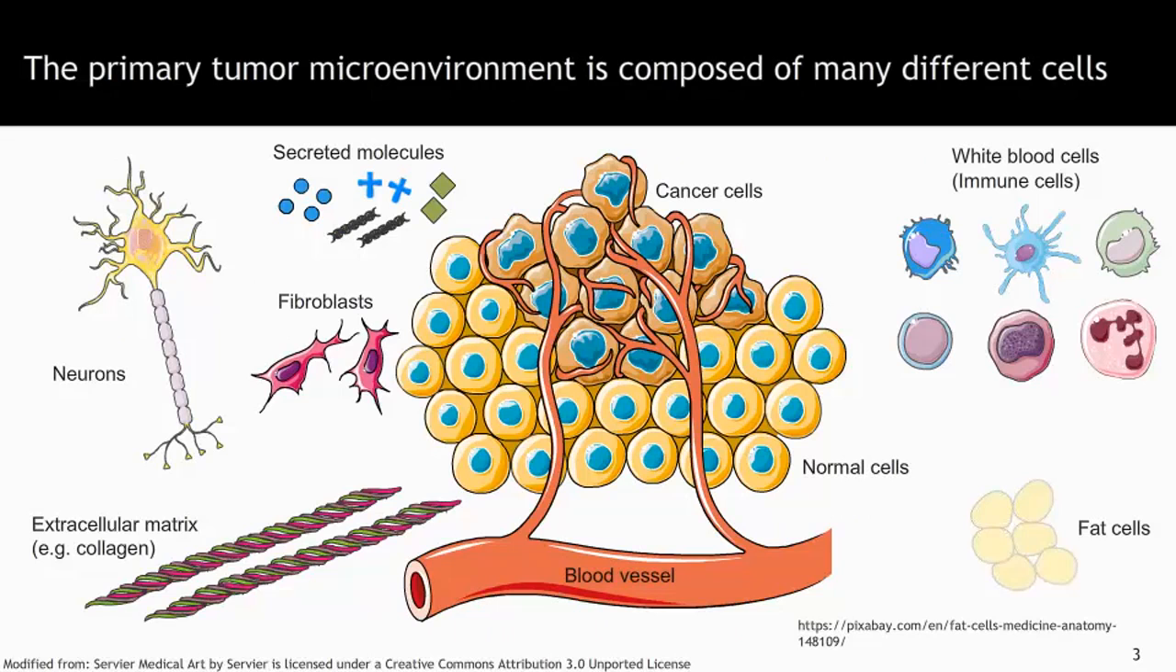On this slide, you see secreted molecules, fibroblasts, neurons, the extracellular matrix, cancer cells, normal cells, white blood cells, fat cells, and blood vessels. And this is just to name a few of the more well-known cells and factors that interact with the tumor. And communication between the tumor cells and the cells in the microenvironment actually drive tumor progression. Cells also secrete various molecules into the extracellular space, which is just the space in between the cells. These molecules are also represented here as secreted molecules and as the extracellular matrix. Let's take a quick look at each of these pieces of the primary tumor microenvironment now.